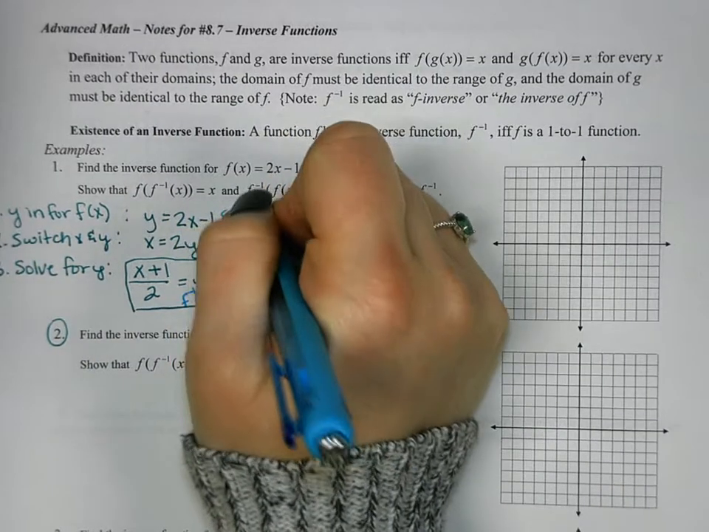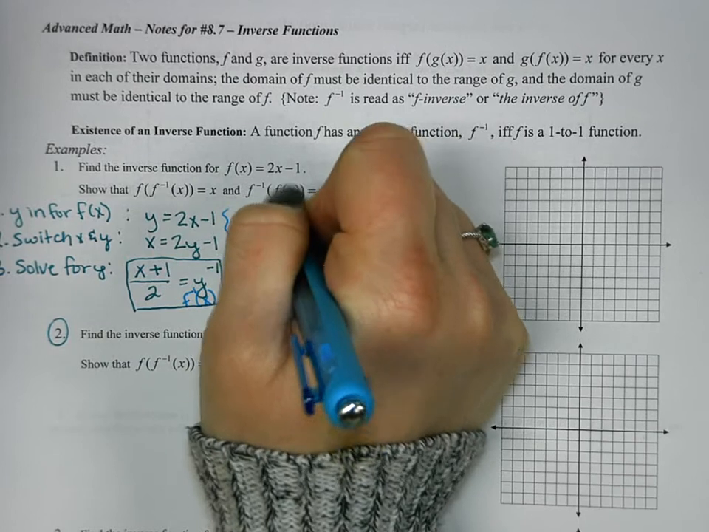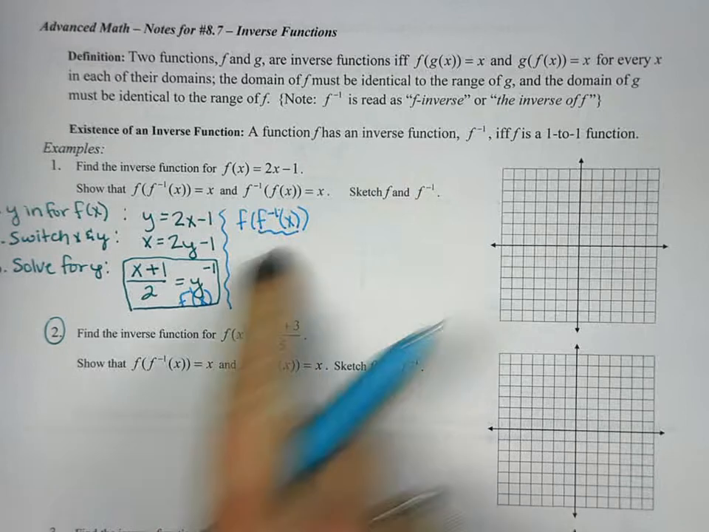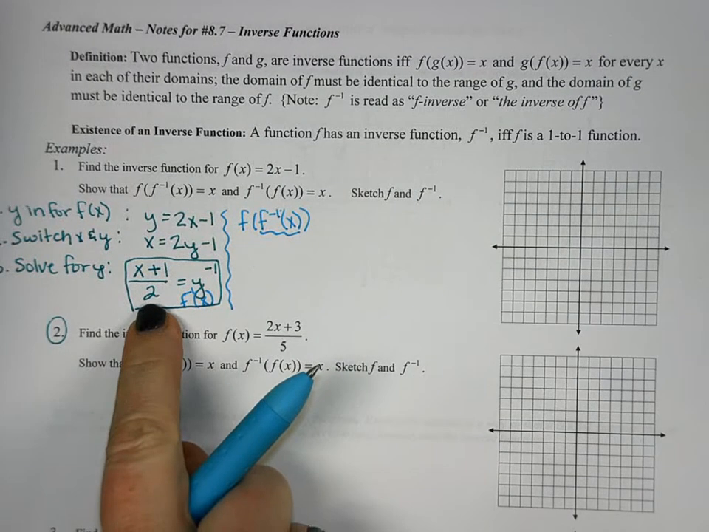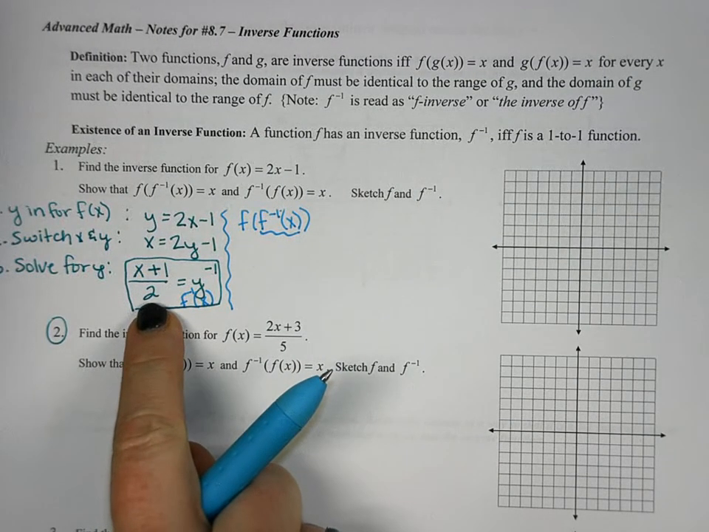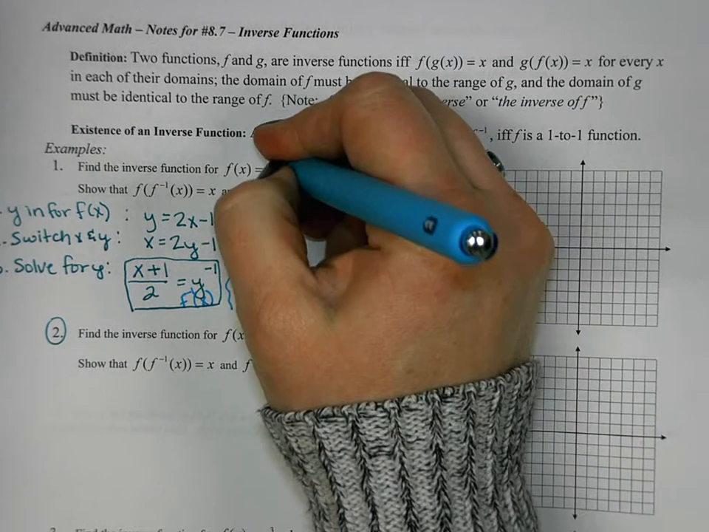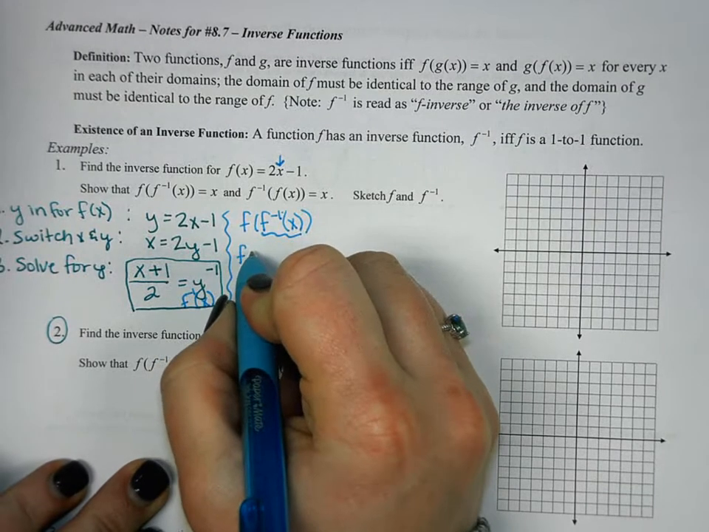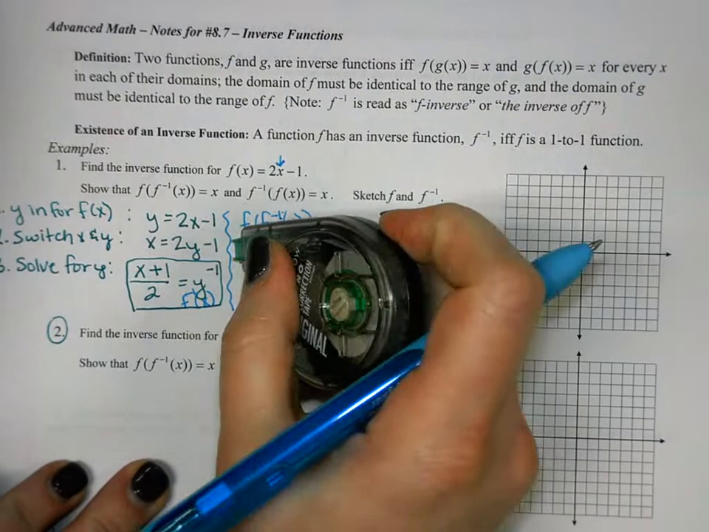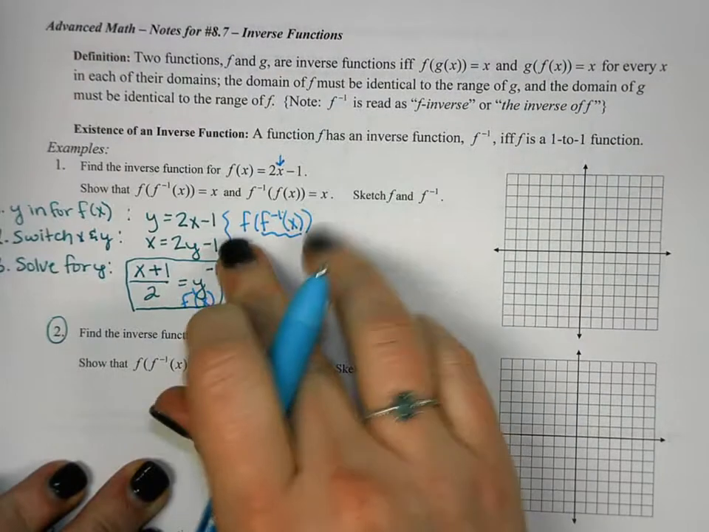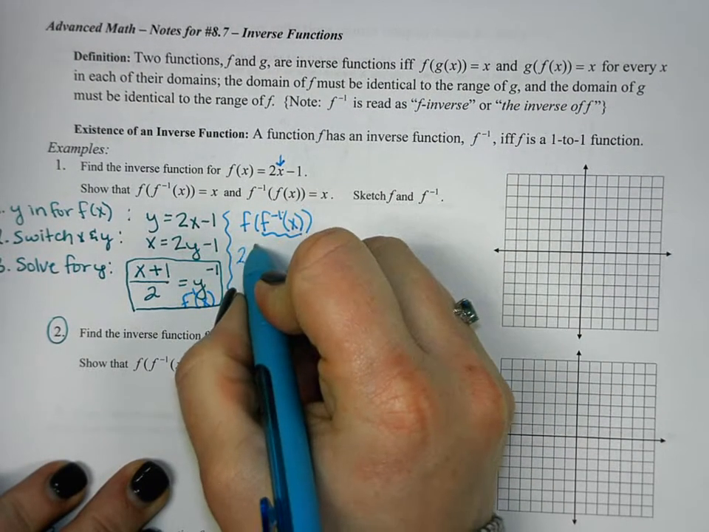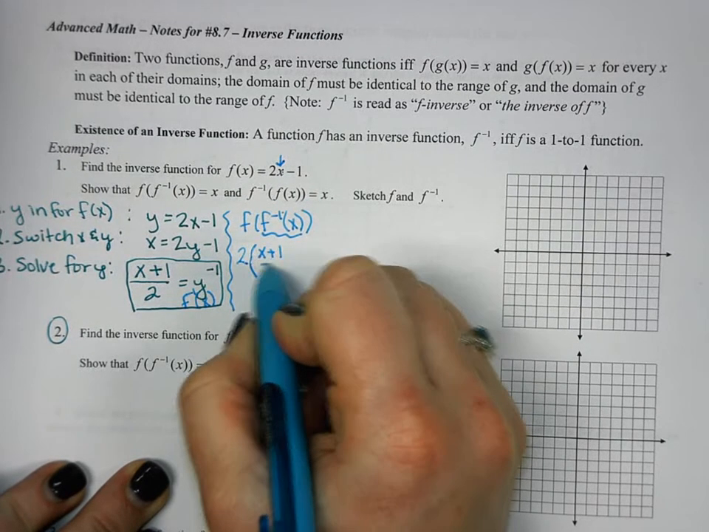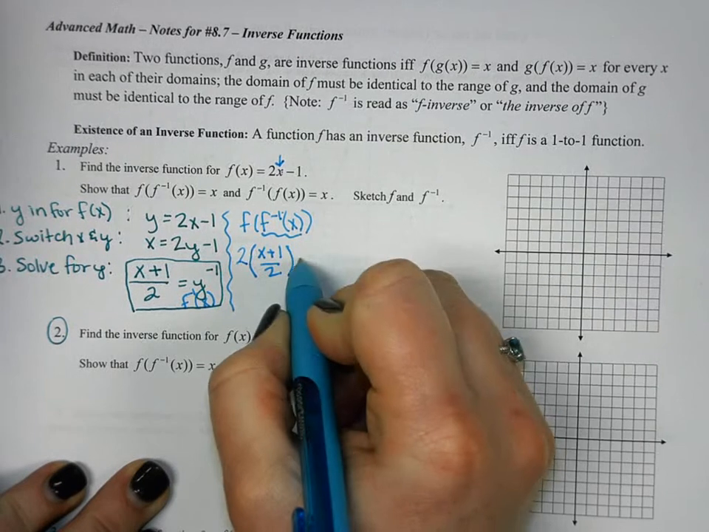So I'm going to start with f of f inverse of x. So this is telling me what I'm plugging in. So my f inverse is this equation I just found. I'm going to plug that in for x in f. So this is going to say, I'm going to have my 2 times, now instead of x, I'm putting this whole equation in, minus 1.